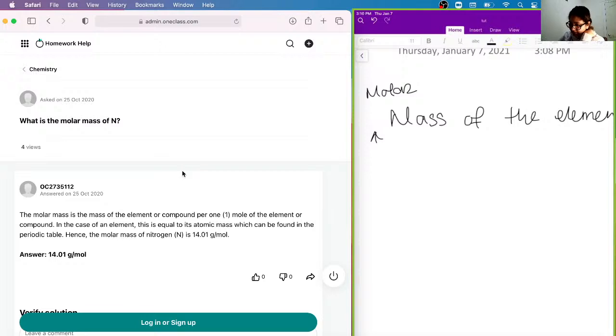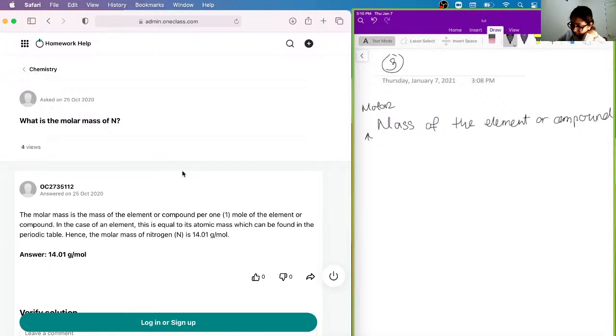And we can also add that molar mass is the same thing as the atomic mass, but the only difference is the units. Molar mass is grams per mole, and atomic mass is used as AMU.